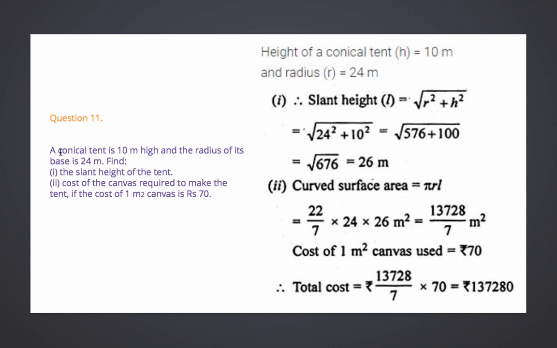Clear, students? The next part, cost of canvas required to make the tent. Students, when we make the tent, you all have seen a tent. This is how it is. So, only the curved part is what we use for the cloth. We don't use it for the base area, right? We don't cover the base. So, for making the canvas required to make the tent, it simply means what, students? Yes, it means the curved surface area only.